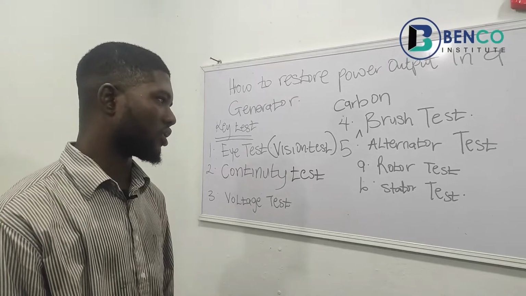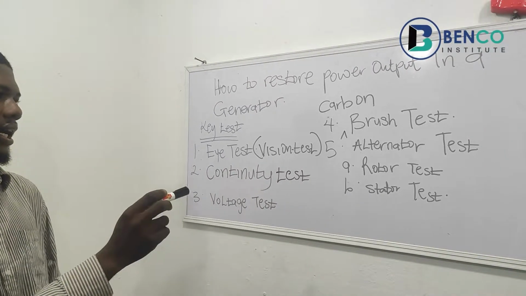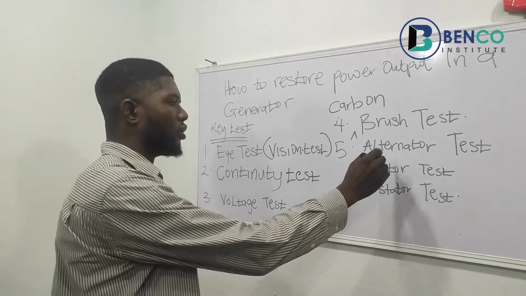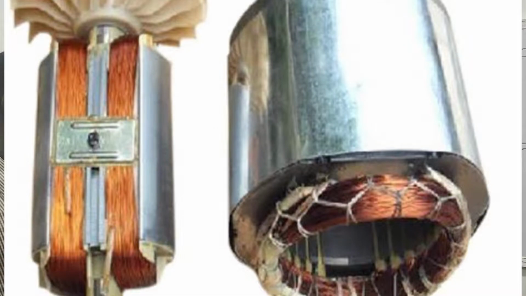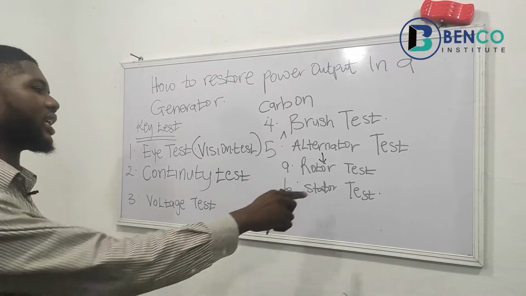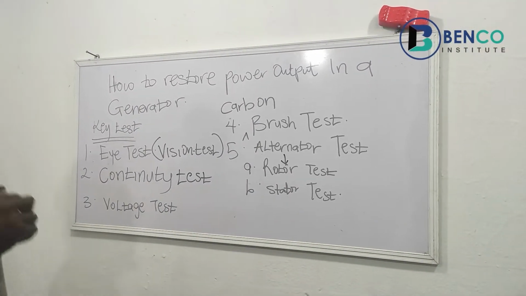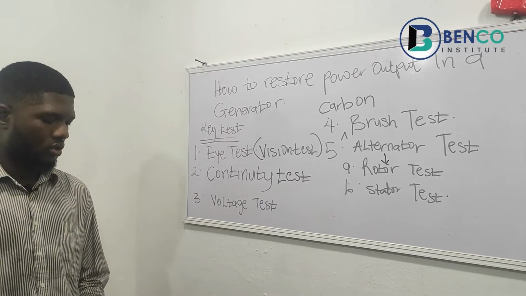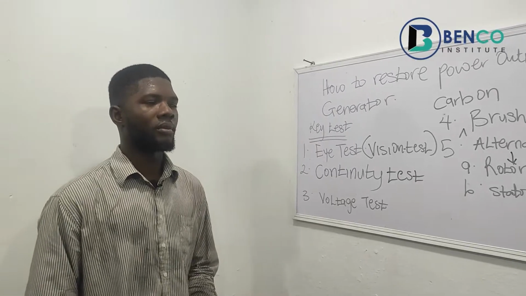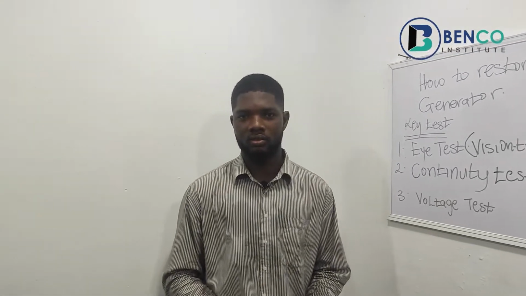Number five is the alternator test. For this alternator, we'll be looking at two very key components, the rotor and the stator. I will be performing individual tests on them. So therefore, we have the rotor test and we have the stator test. Without wasting much time, let's delve into the practical class.